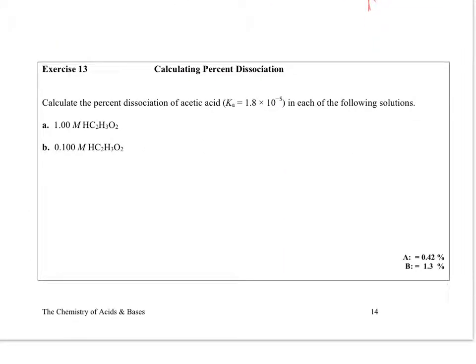Exercise 13 is talking about percent dissociation. So first, what is percent dissociation? That is the percentage of the compound that has broken apart. Okay, what percentage of the compound dissociated or broke apart? So to find that, you would take your X value, that's your change, that's how much broke apart, and divide that by your initial value, and then multiply by 100. So we'll do A together, and then I want you to try B on your own.